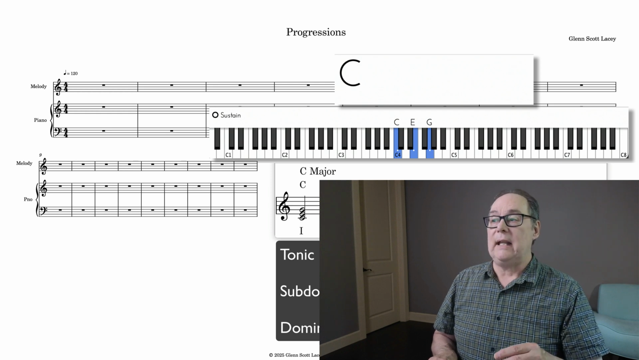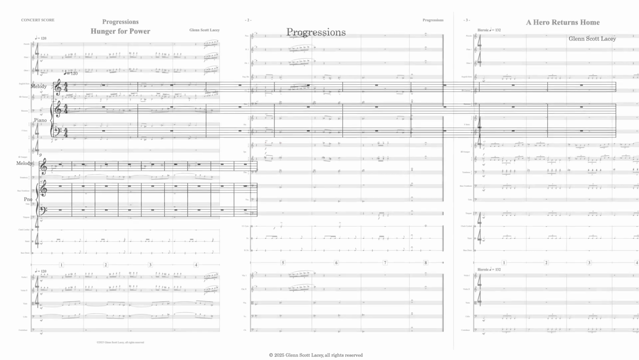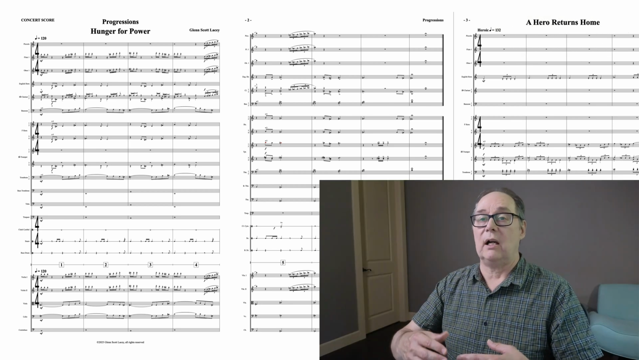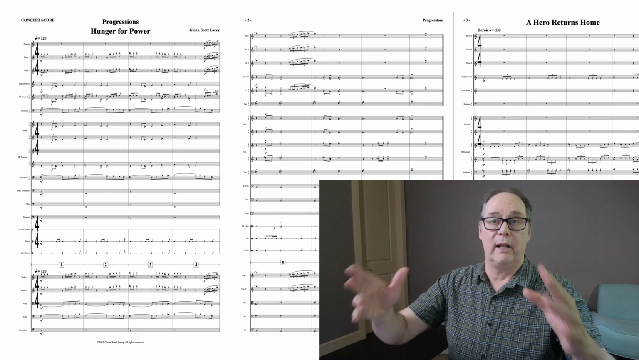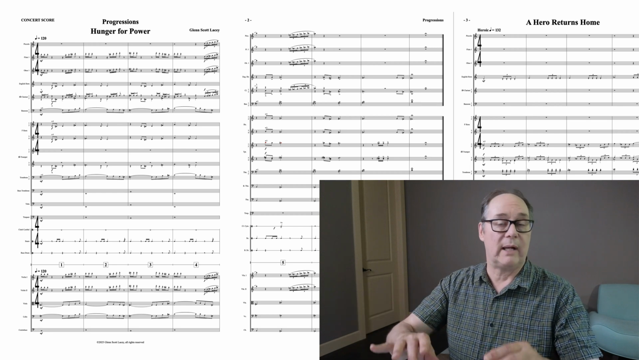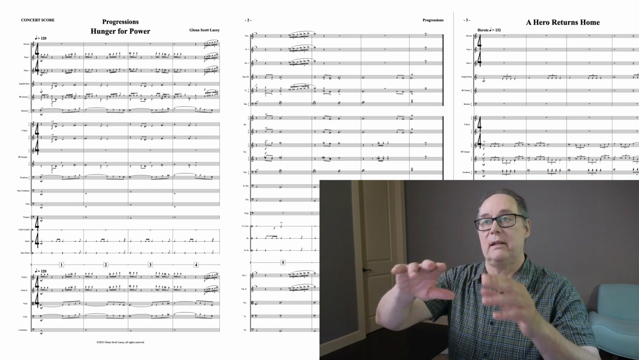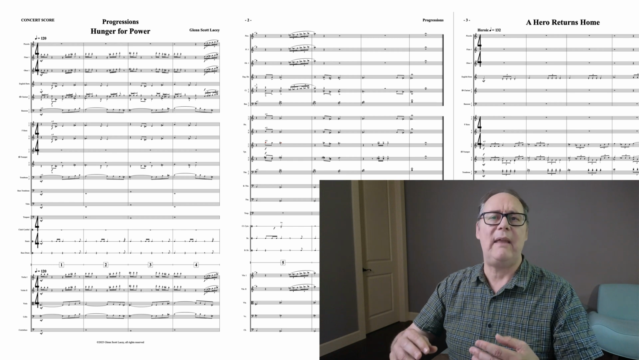All right, let's look at some music that I've written using these ideas. I've written two short pieces, one called Hunger for Power and the other A Hero Returns Home. I've taken the high-level concepts of functional harmony and applied it to these non-functional chords. I started by writing a chord progression for each one of these and then writing the melody later on over the top of it. That's not usually the way that I work.